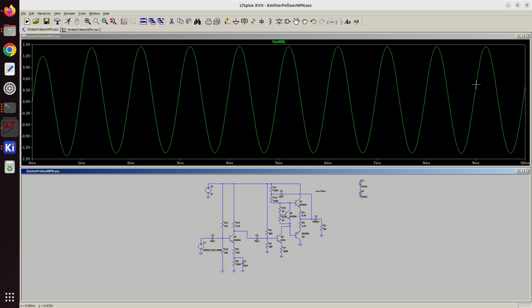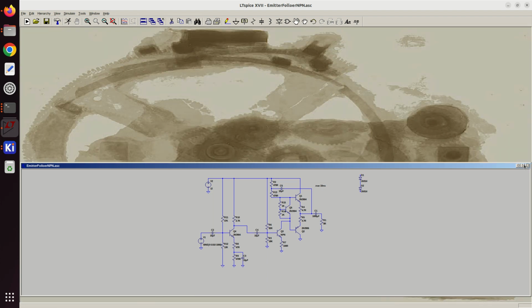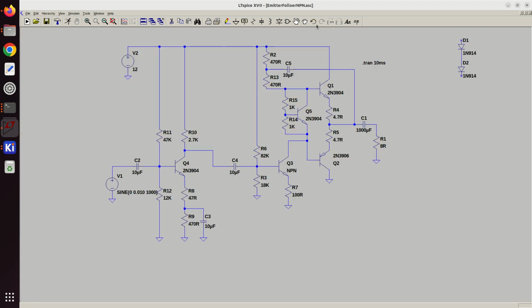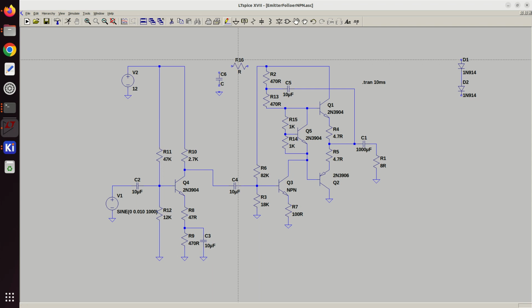Oh yeah, sorry. There's one other thing. Again, it won't make any difference to what we see in simulation, but it will make a difference in real life. So I'm going to cut this guy, place a resistor, place a capacitor, and a ground. And let's wire this up.